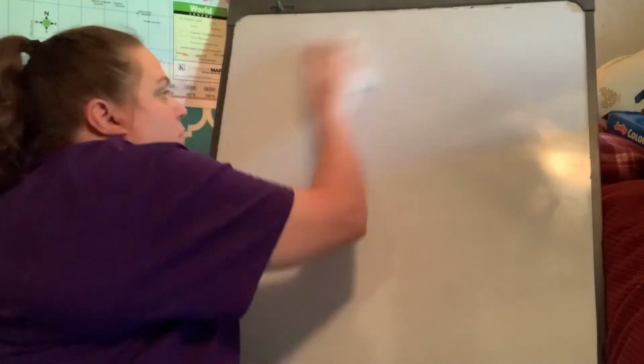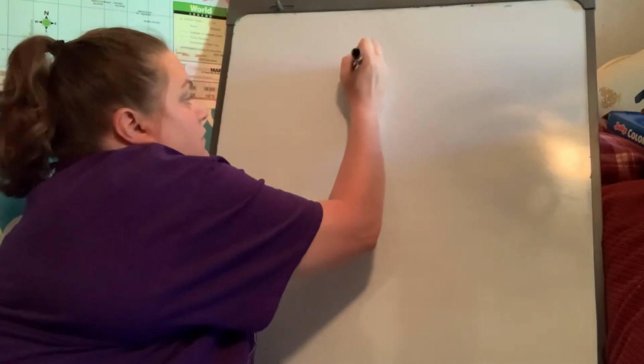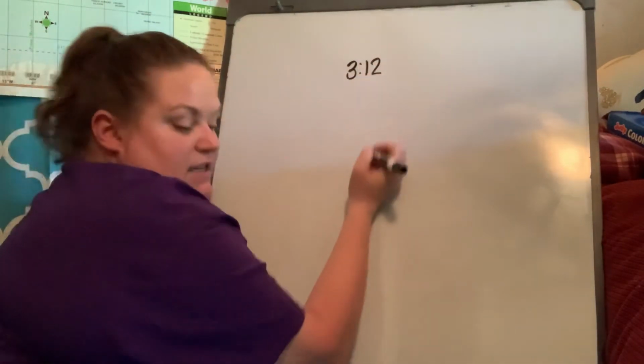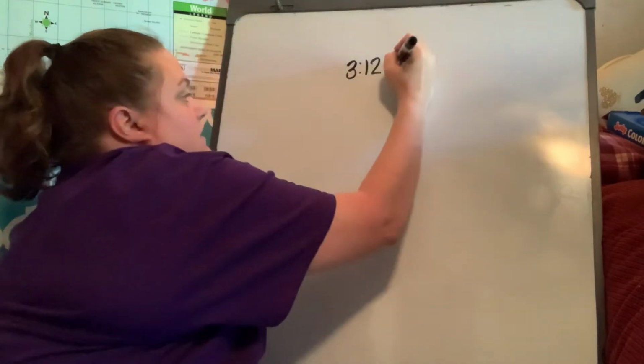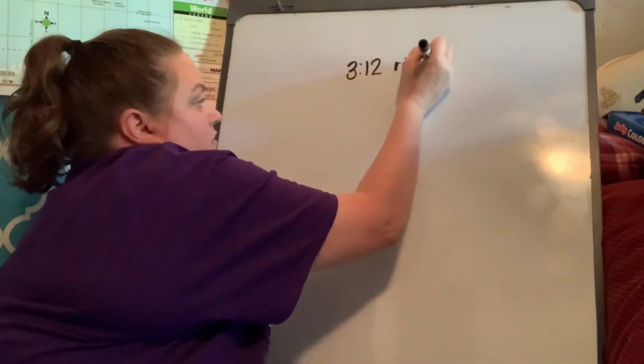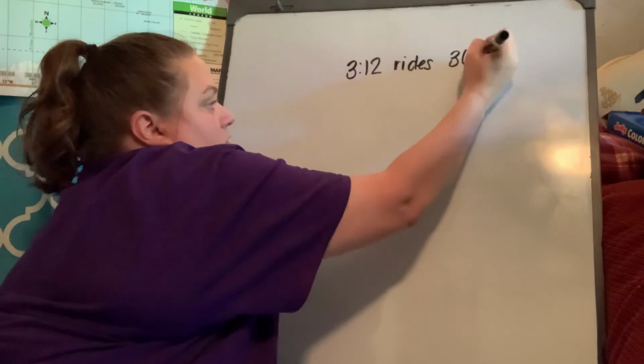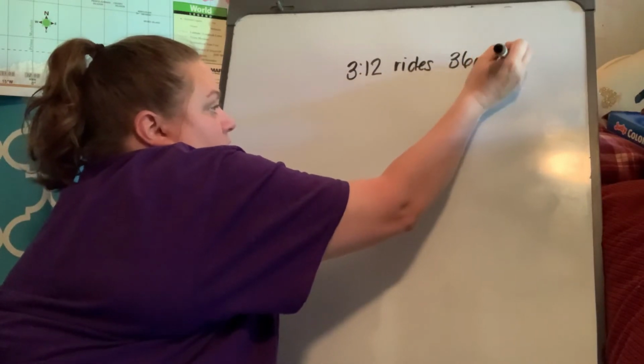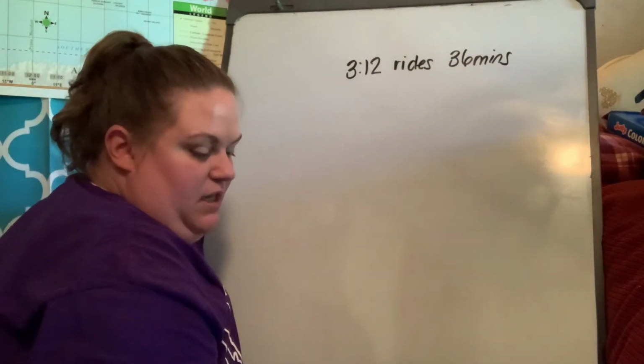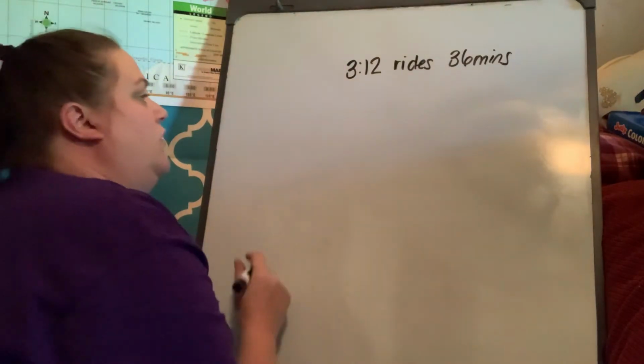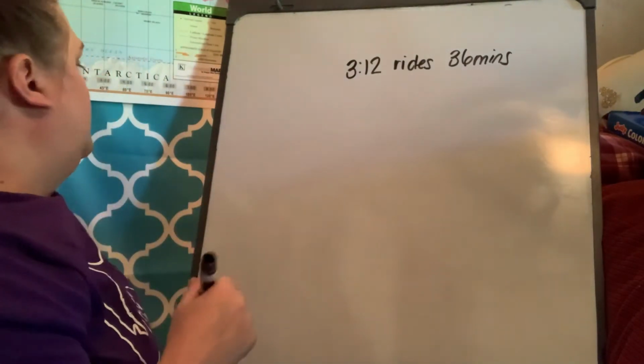This one might be a forward one, I can't remember. All right, so Henry starts riding his bike at 3:12 p.m. and he rides for 36 minutes. So we want to know what time does he stop. He's going to start at 3:12.